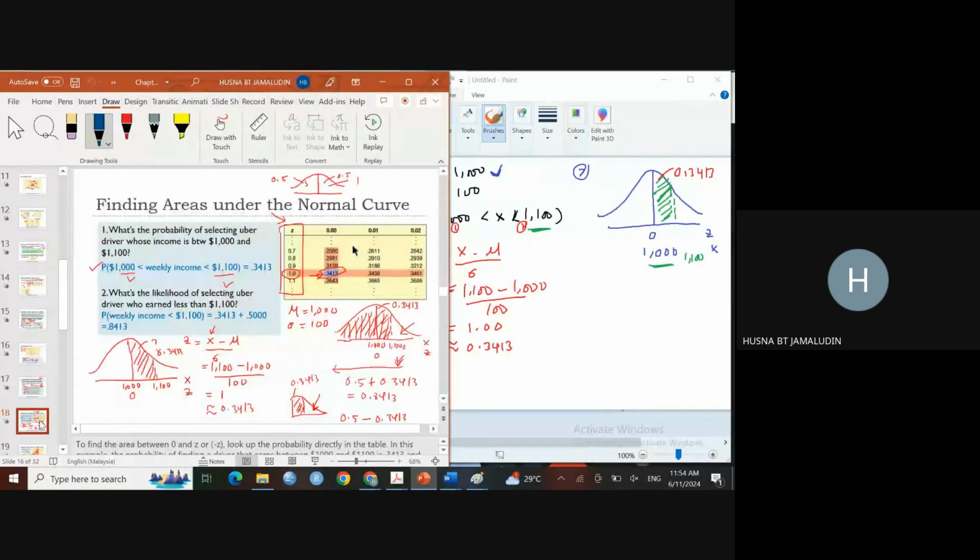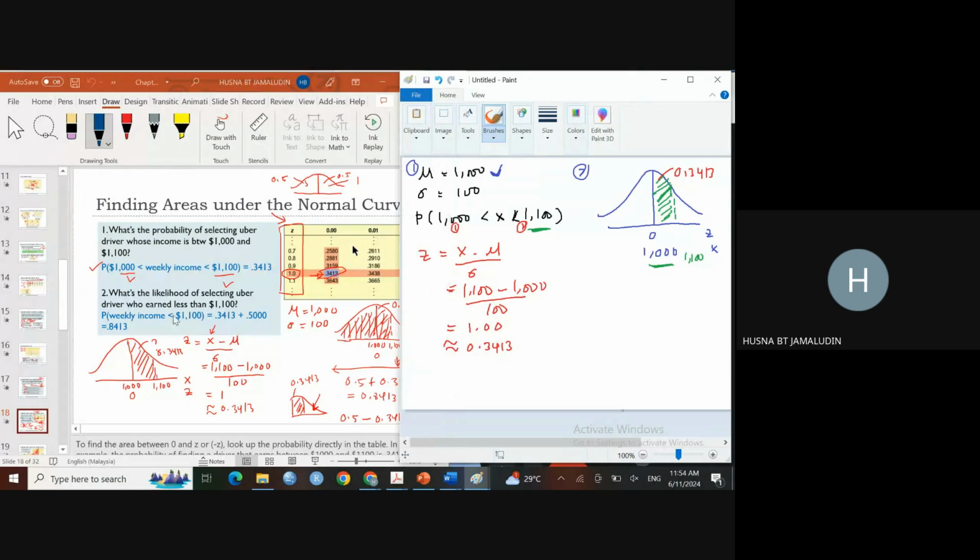Okay, now, what is the question? What is the likelihood of selecting an Uber driver who earns less than 1,100? So now you have computed this area, right? But the question asks you to find the probability of less than 1,100. So here is your 1,100, which is this part. If you want to find the area less than that, less than 1,100 is this whole area.